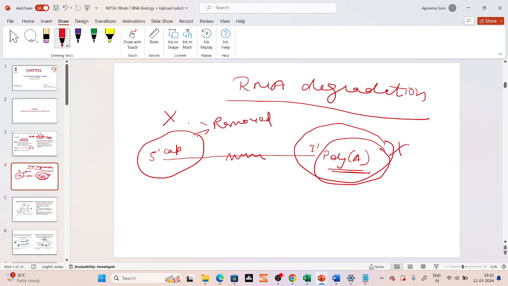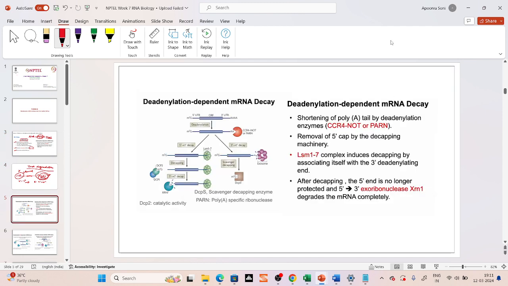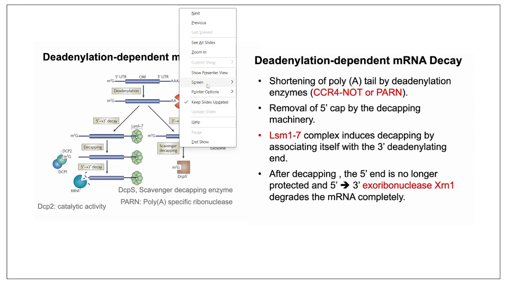Then your RNA is degraded either from 5 prime to 3 prime end if your 5 prime cap is removed, or 3 prime to 5 prime end from this side because the poly A tail has been removed. This is what happens for deadenylation dependent mRNA decay. I'll just zoom it so that you can see deadenylation dependent.